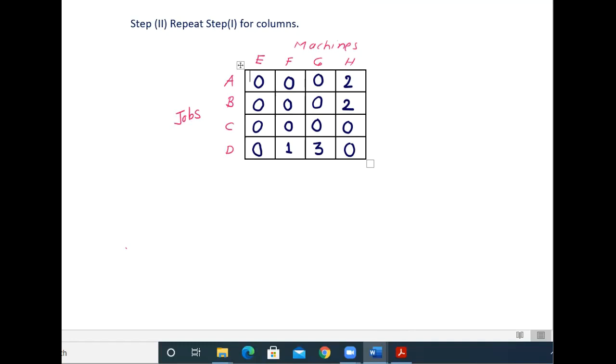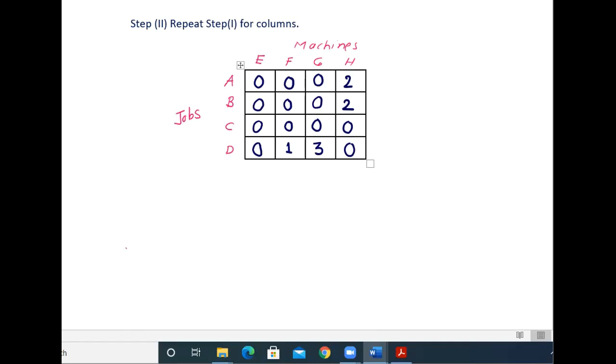So let us see. Actually, the procedure is, if there is a single zero, we have to make an assignment there, starting from the first row. But here, if you look at the first row, there are 3 zeros. If we go to the second row, there are 3 zeros. Go to the third row, there are 4 zeros. Go to the fourth row, there are 2 zeros. So there is no row containing a single zero.